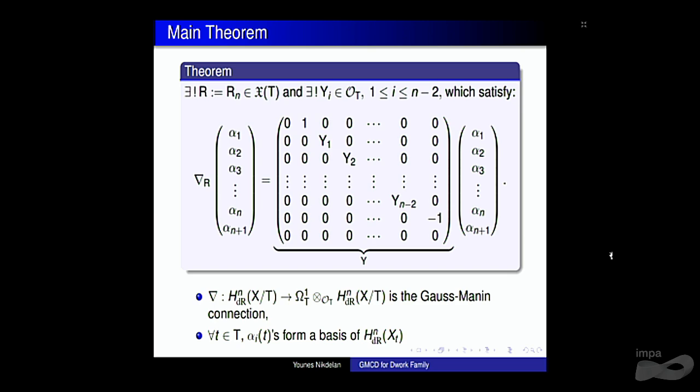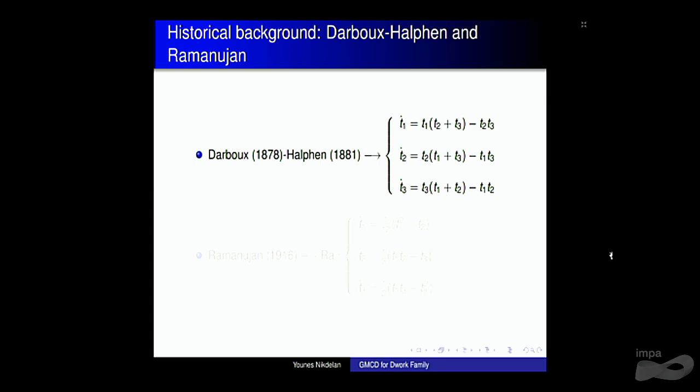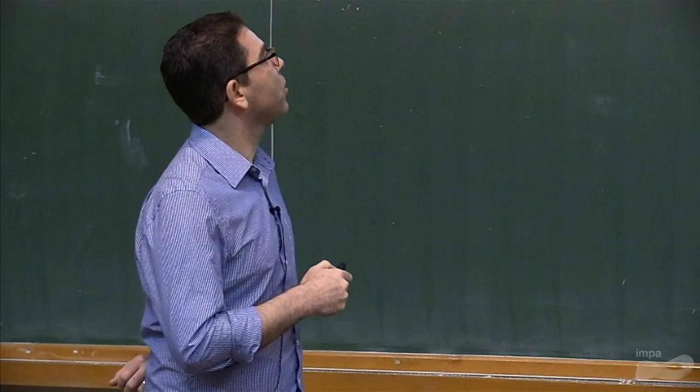So why this statement, and where does it come from? I'm going back to some historical background coming from the Darboux-Halphen equation, the equation introduced by Darboux, for which Halphen found solutions in terms of logarithmic theta functions, and also the work of Ramanujan. There is another vector field, or system of ordinary differential equations, that we see here, and Ramanujan found its solution in terms of Eisenstein series. I'm just going to explain the Ramanujan case, because it is more similar to what we are going to do.